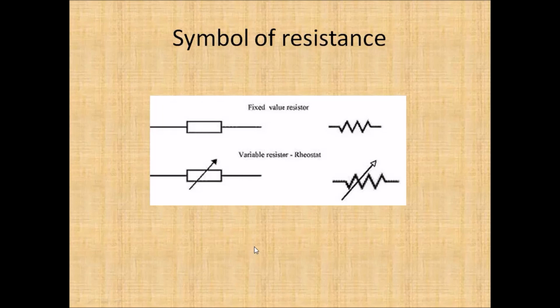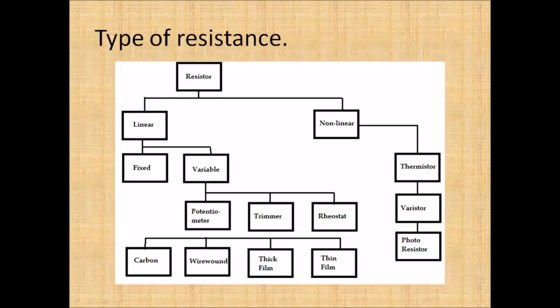Now we will see some types of resistor. So basically, resistors can be classified in two categories, linear and non-linear. Non-linear resistors are a special type of resistor which have their own working principle, and they need extra attention to understand the concept. In this particular lecture, we will focus on linear resistors. Thermistor, varistor and photoresistor are common examples in the field of non-linear resistors. And the linear resistor can be classified as fixed and variable.